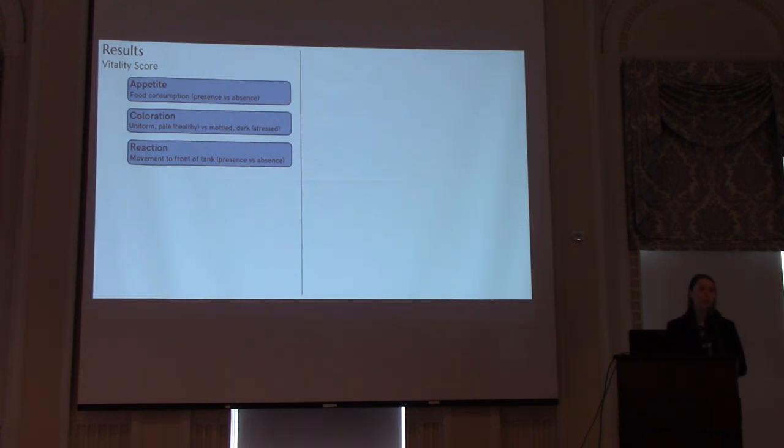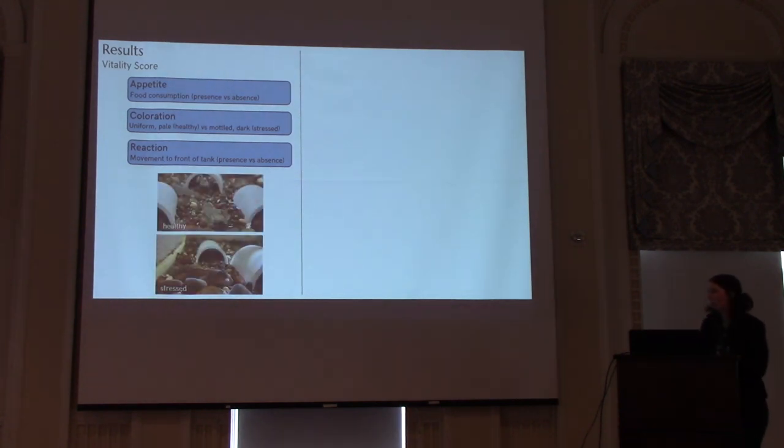I learned that these fish became habituated to lab conditions pretty quickly. They associated somebody standing in front of the tank with food, so they actually moved from the back to the front. They'd come out of their little PVC shelters to the front. So if fish were moving to the front of the tank, that was deemed a healthy or unstressed behavior. These pictures here depict the difference between a healthy versus a stressed goby. You can see that change in coloration, and I can tell you that goby on the bottom was not eating or moving.